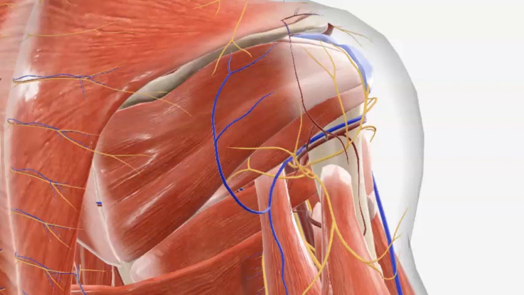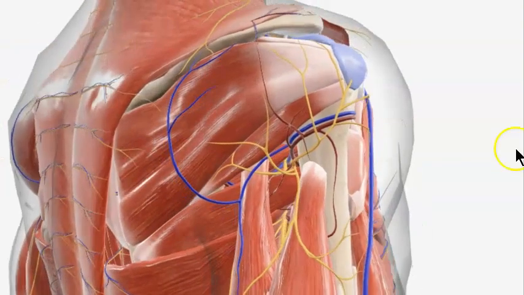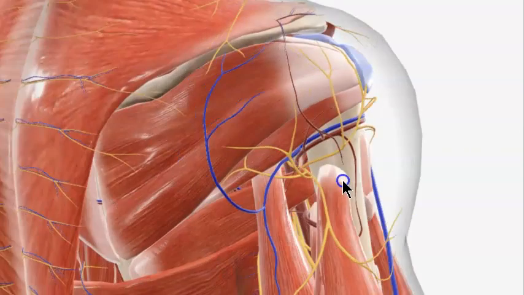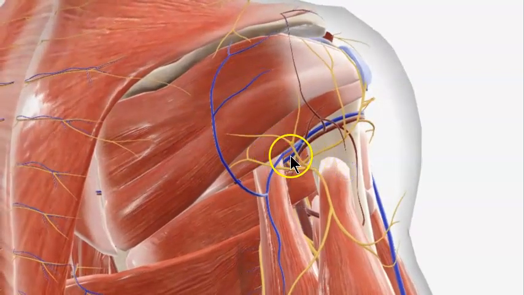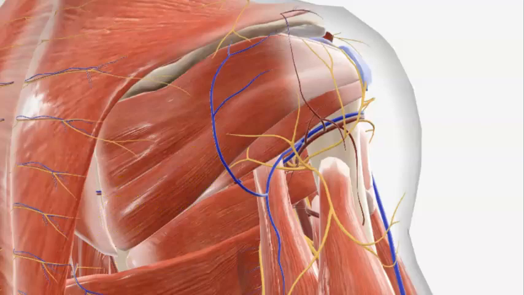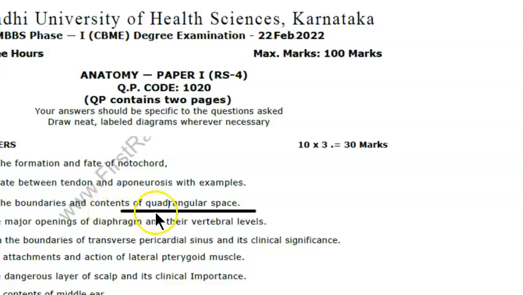Quadrangular space is there here. Okay, this is the quadrangular space. So inside this, what can you see? Some blood vessels and some nerve, correct? So they're asking you this spaces, boundaries and contents, I think, right? So boundaries and contents only they are asking. So no need to draw diagram because it's only 3 marks. So now let us look at the boundaries and contents.